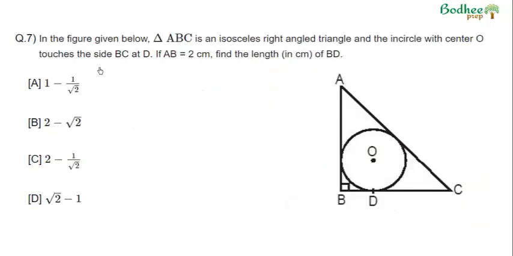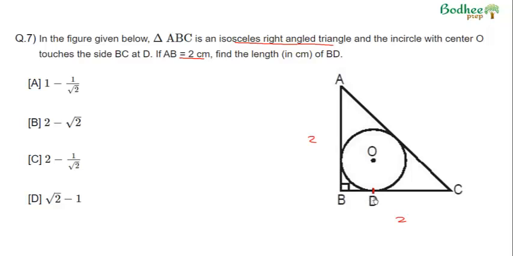Now in this question it says that for the given figure, the triangle is a right angle isosceles triangle. So AB and BC will be of same length, and the length is also given to us as 2. So both the lengths are 2, and there is a circle inscribed into it, and we need to find the length of BD, where D is the point of contact or the point of tangent. So it's going to be a very easy question.